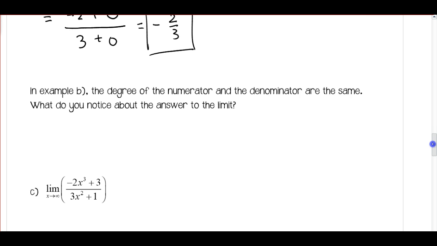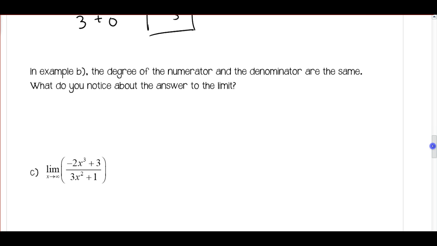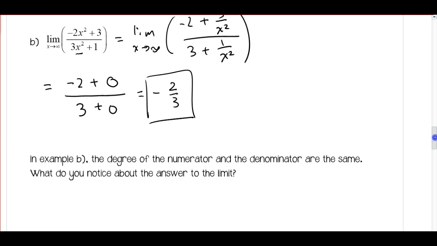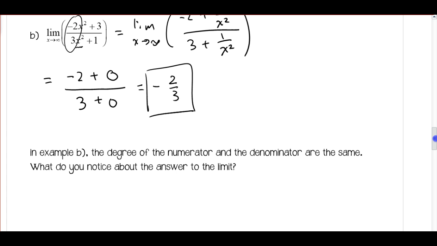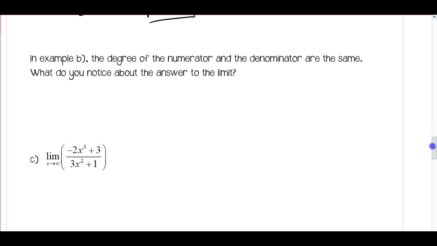So in example B, you'll notice the degree of the numerator and the denominator are the same. They're both raised to the second power. And if you notice the answer, what do you notice about the answer? Well, the answer is simply the coefficients of those terms. So keep that in mind if the degree of the numerator and denominator are the same.